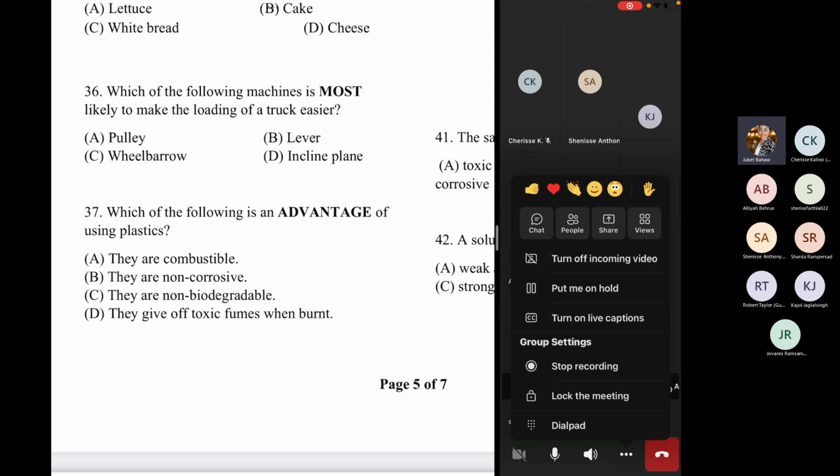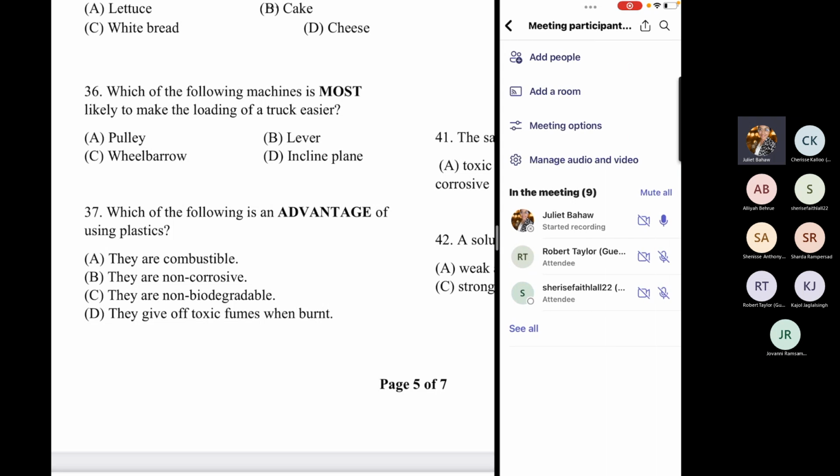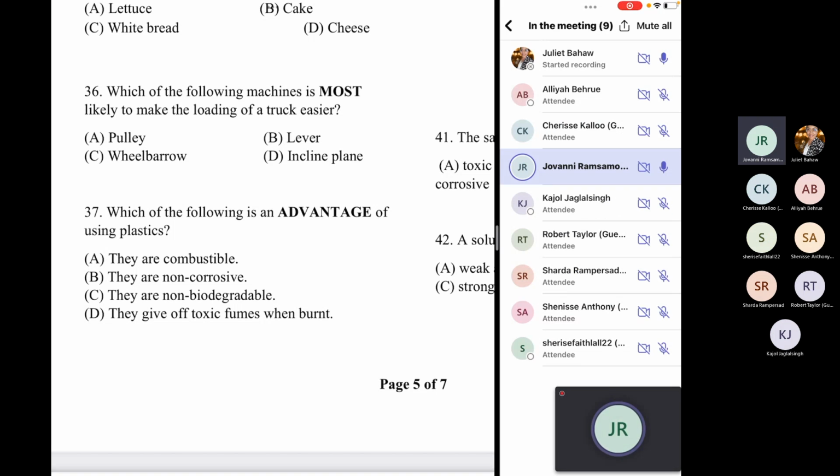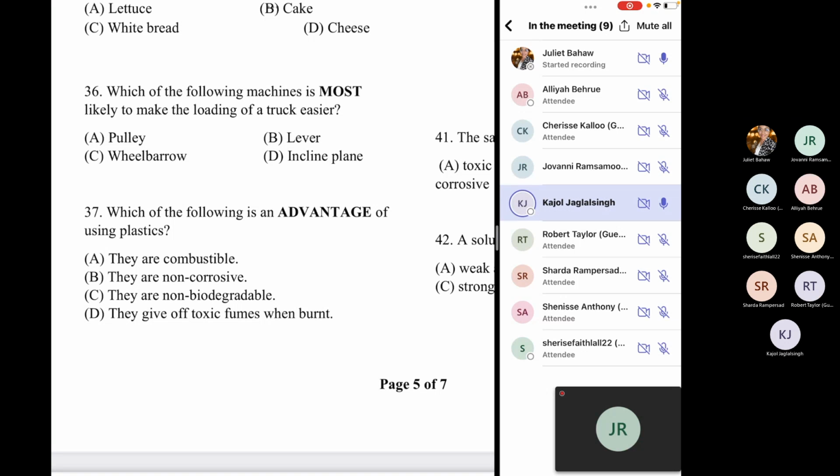Okay, so let's continue. We almost finished with the paper. All right. Who's doing number 36? Which of the following machines is most likely to make loading of a truck easier? D. Inclined plane. Inclined plane. 37. Which of the following is an advantage of using plastics? B. Non-corrosive, yeah.